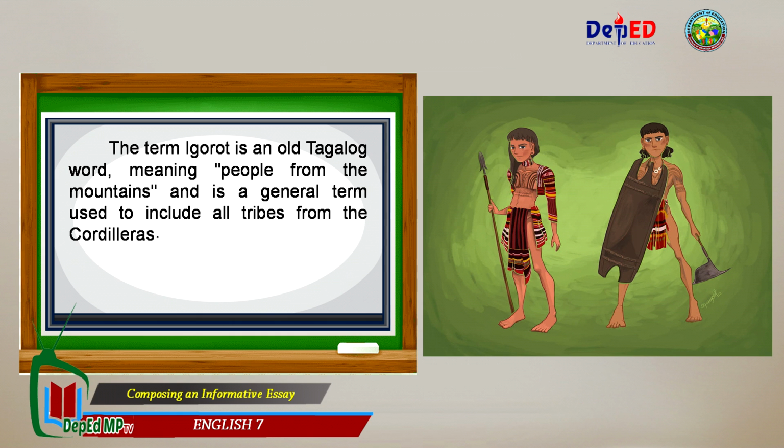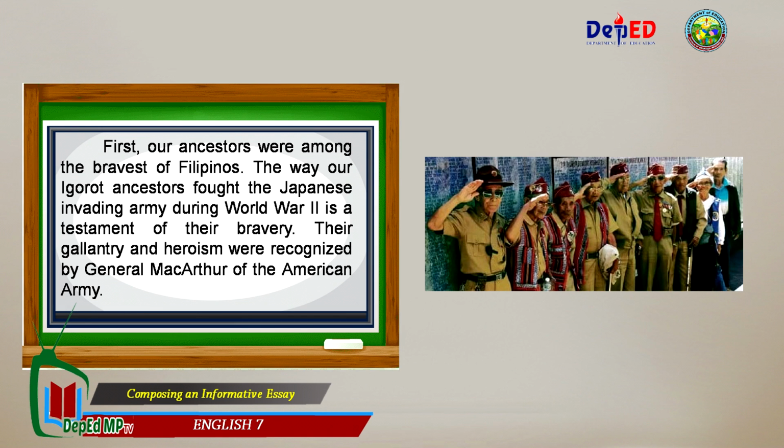The term Igorot is an old Tagalog word meaning people from the mountains and is a general term used to include all tribes from the Cordilleras. First, our ancestors were among the bravest of Filipinos. The way our Igorot ancestors fought the Japanese invading army during World War II is a testament of their bravery. Their gallantry and heroism were recognized by General MacArthur of the American Army.